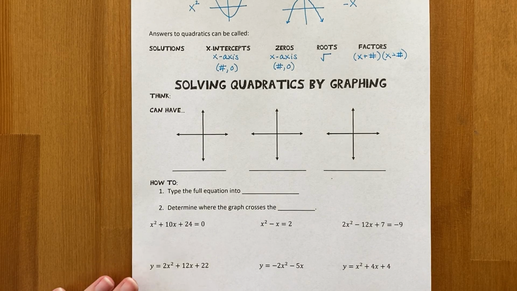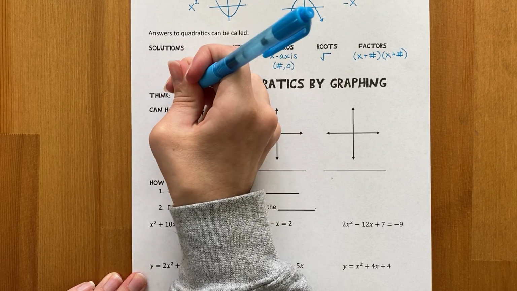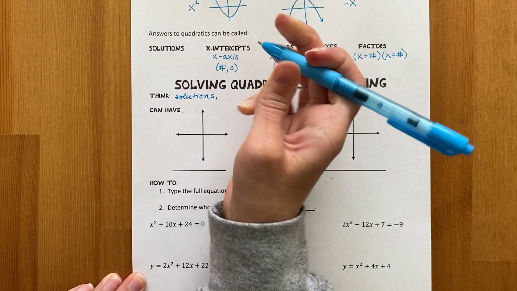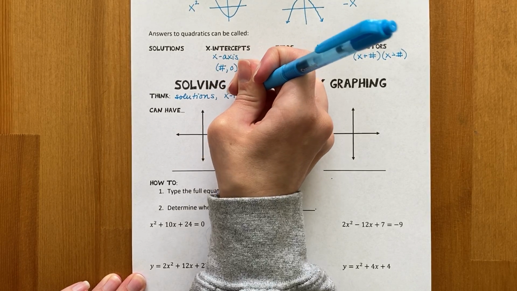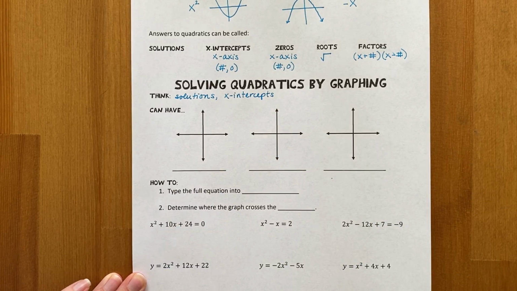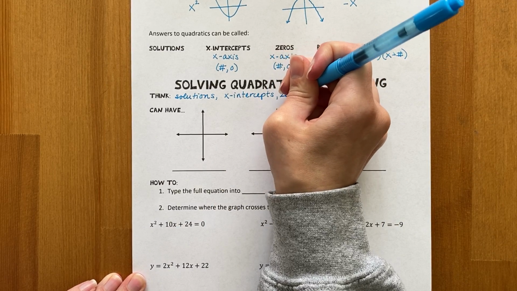Now, when it comes to solving, the words that kind of can tip you off to use this method would be your generic solutions. That one works for any method, but x-intercepts, it kind of implies that you need to look at the x-axis, or same thing with zeros.